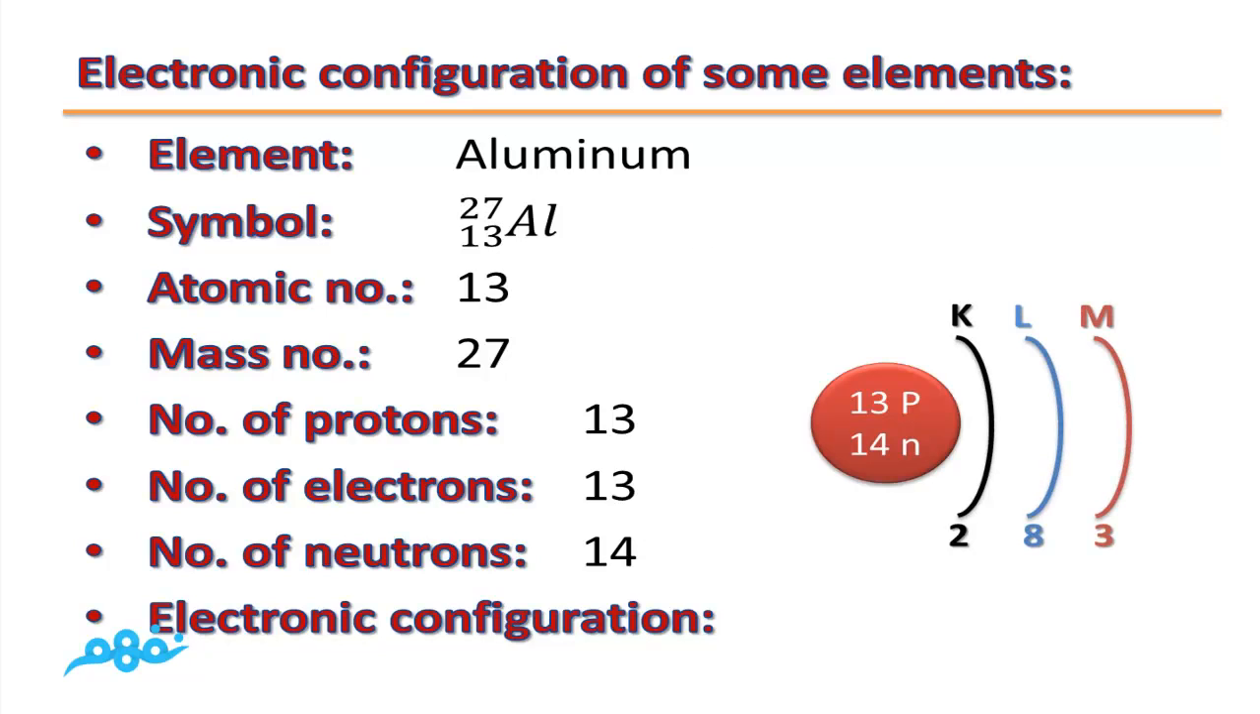Electronic configuration for aluminum. Its nucleus contains 13 protons and 14 neutrons, and the aluminum atom contains 13 electrons, which are distributed in 3 energy levels. K will take 2 electrons, L will take 8 electrons, M will take 3 electrons. So the electronic configuration of aluminum is K2, L8, and M3 electrons.